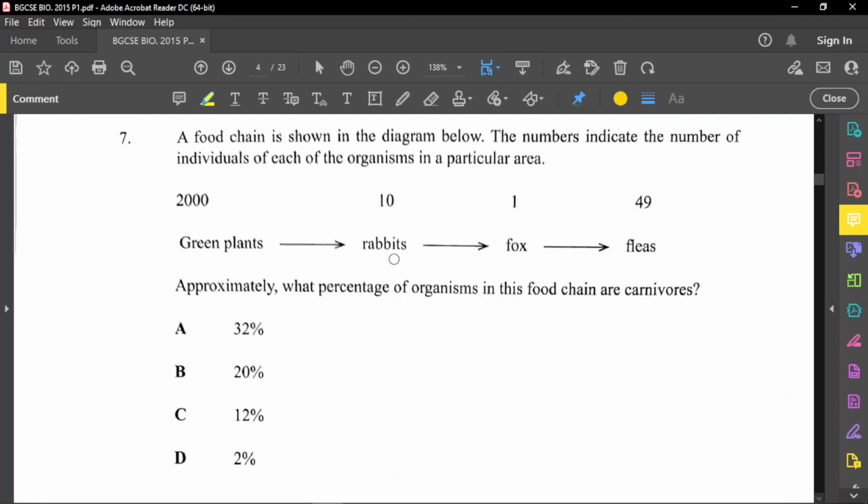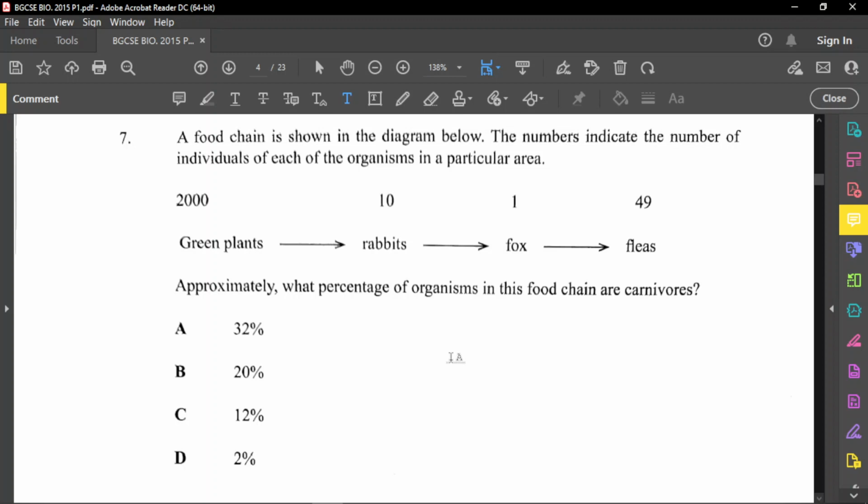The arrow indicates what is eating what, or the transfer of energy. So energy transfers from the green plant to the rabbit, then from the rabbits into the fox, and then from the fox into the fleas. The question asks approximately what percentage of organisms in this food chain are carnivores. Carnivores include the organisms that feed on meat, so here the fox and the fleas are the carnivores.